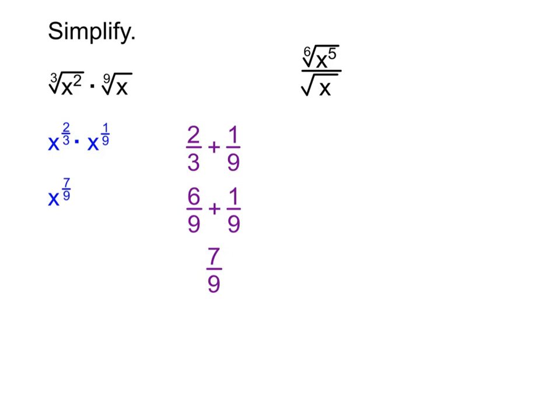Now, I don't want to leave the fraction exponent there. I have to then turn it back into a radical. So last step, we rewrite our x to the 7/9 as a radical, which, after the work we did yesterday, is hopefully fast and easy. You should be getting the 9th root of x to the 7th.